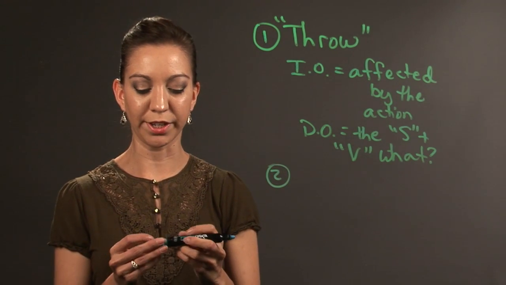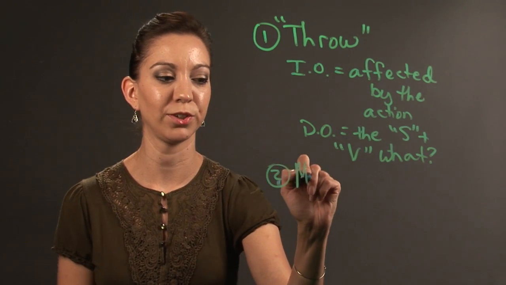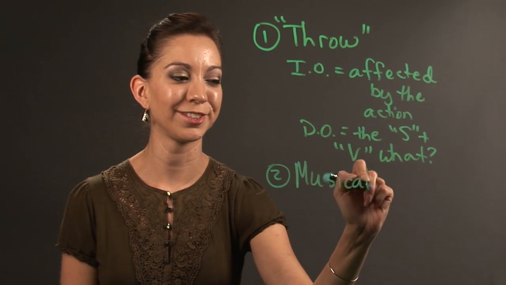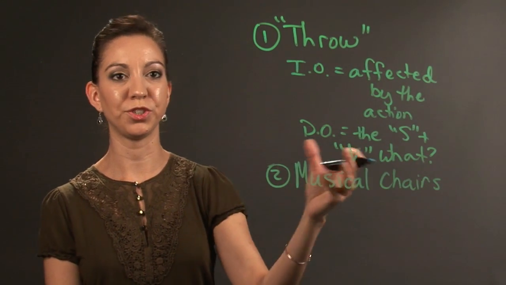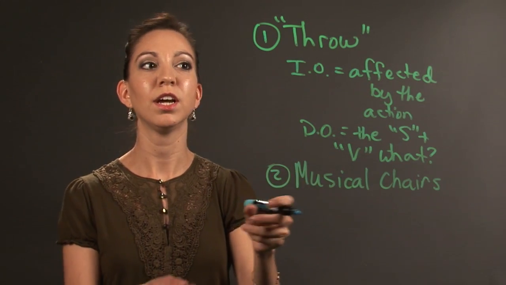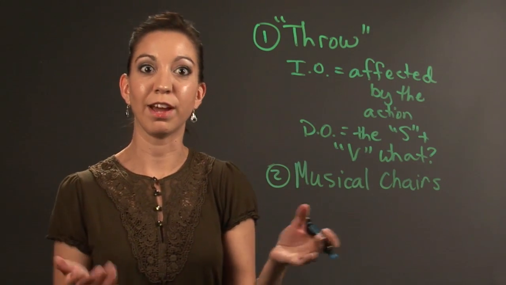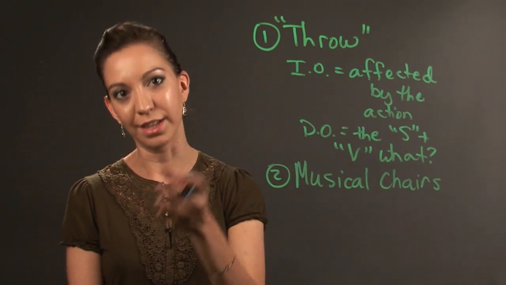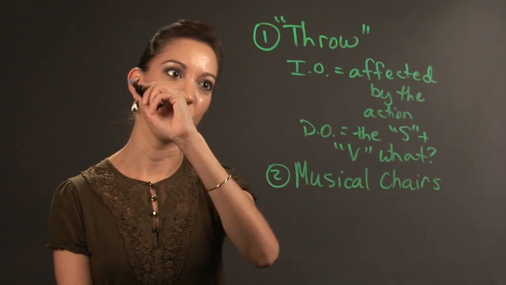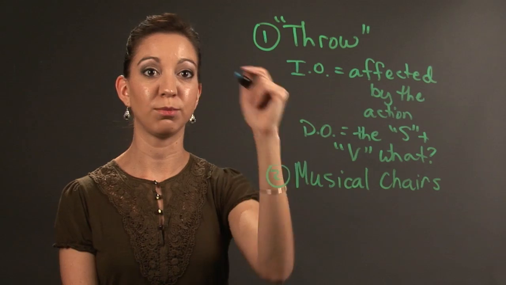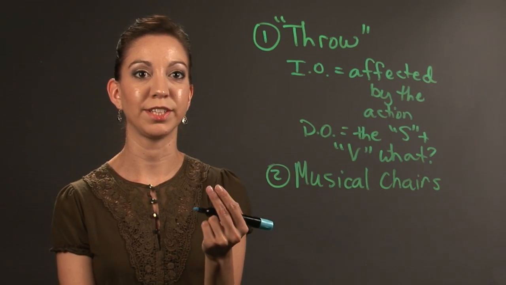Second game you can do is an oldie but goodie. It's called musical chairs. And it's just the musical chairs game, but what you do is once the last person that's left standing, if they don't have a chair to sit in, you ask them questions about direct objects and indirect objects. Usually you can have them go to the board, write a sentence out that has both a direct object and an indirect object in it.